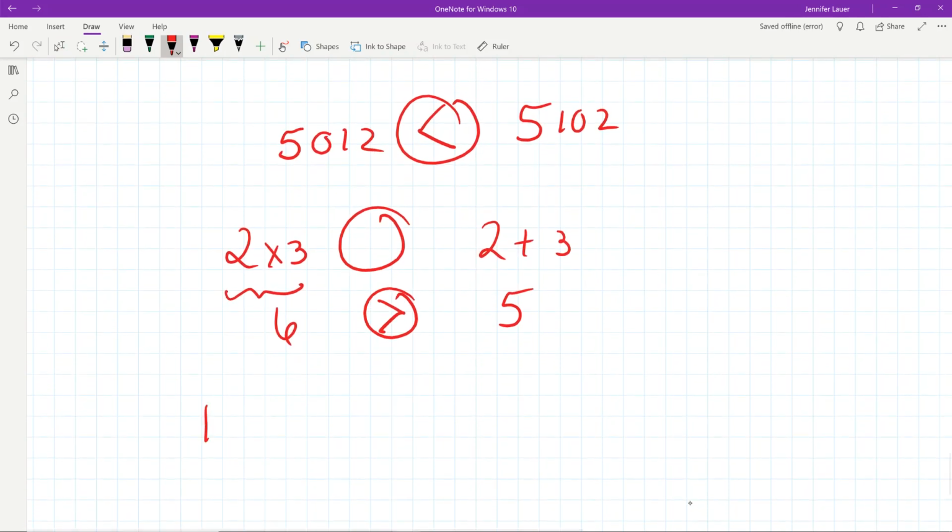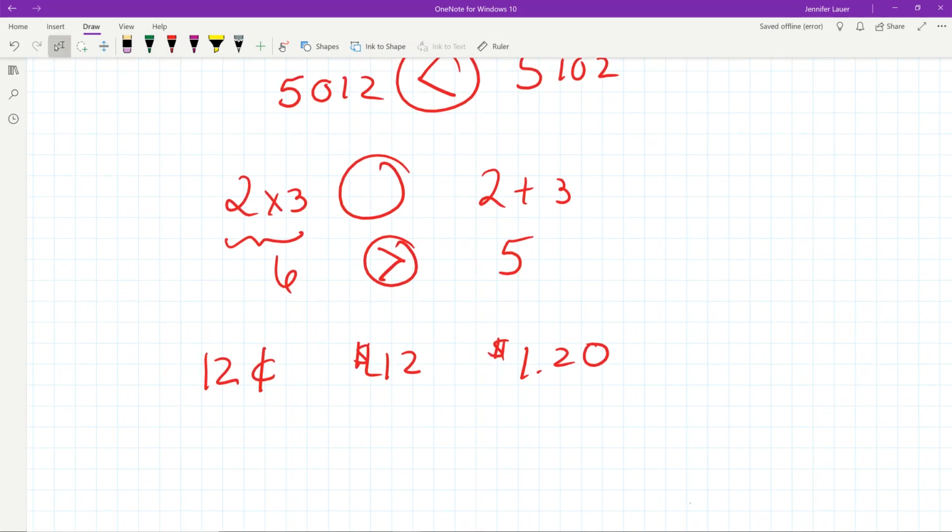We were going to put these in order from least to greatest. Again, would you rather have 12 cents, $12, or $1.20? I would much rather have $12. That's going to be the greatest. They want us to put it from least to greatest. So I'm going to put it down here. And then probably next would be $1.20, and then lastly would be 12 cents.